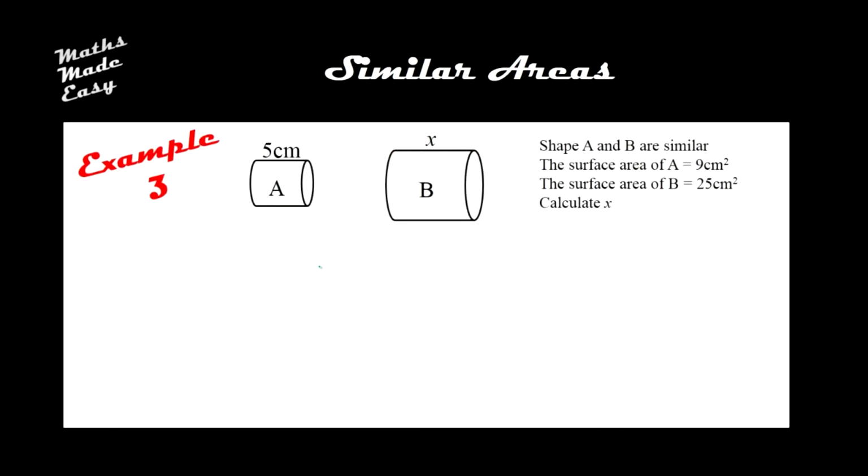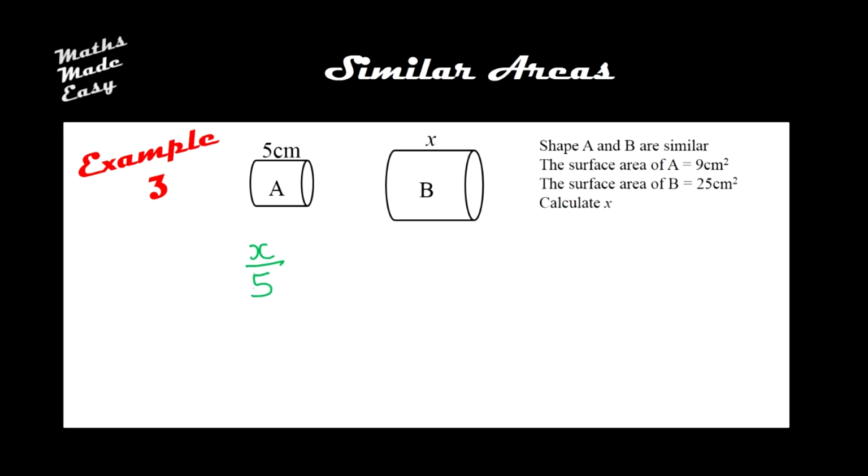Okay, example 3 then. So this time it's slightly different. We have two shapes again that are similar, and this time we're given both surface areas and asked to find a length, so this is slightly different. Again, we would write out x over, but I would pair x up with 5 because x is a length and 5 is a length.